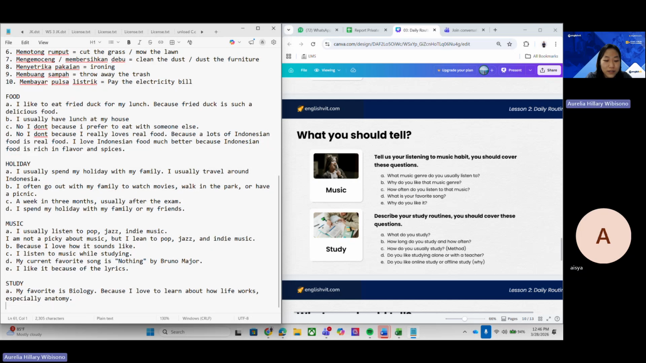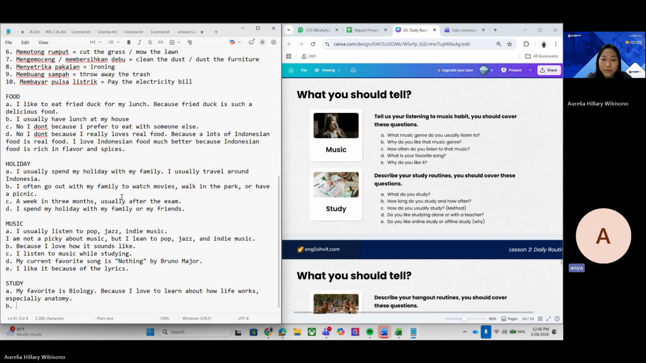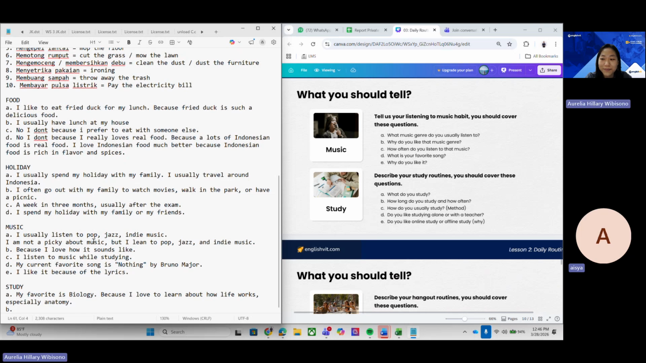Do you want to be a doctor in the future? Yeah, my cita-cita. What is cita-cita in English? My dream. Yes, my dream is to be a doctor in the future. Wow, that's really good. Good luck for your dream. Yeah.